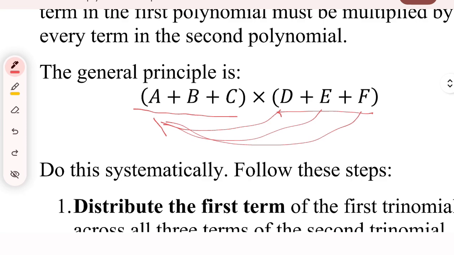The second term of the first trinomial must also be multiplied by every term of the second trinomial. So that means plus b times d plus b times e plus b times f. And finally, the last term c will also be multiplied by every term of the second trinomial. So it would be c times d plus c times e plus c times f.